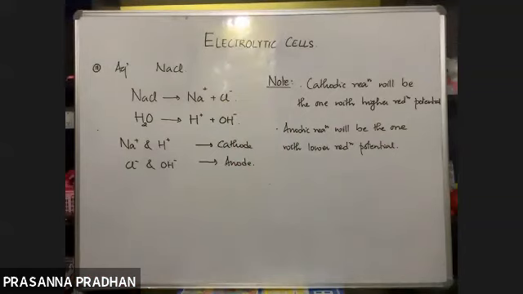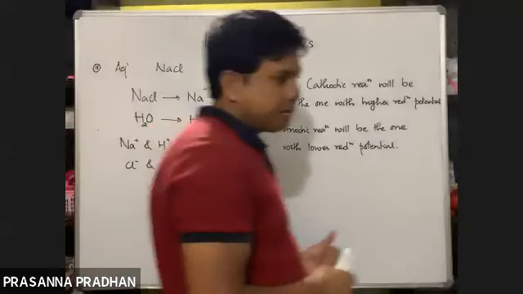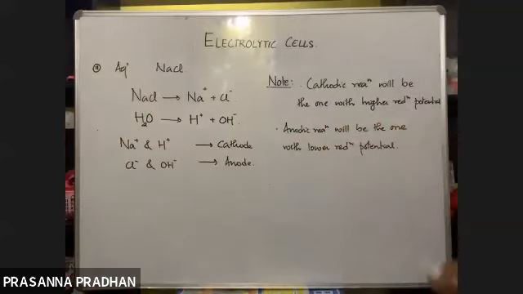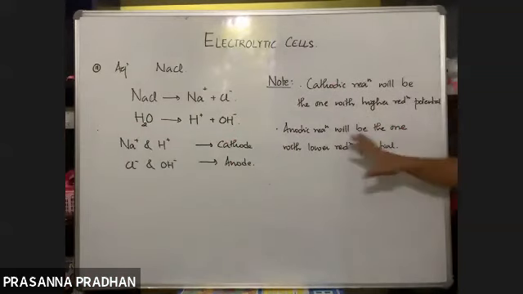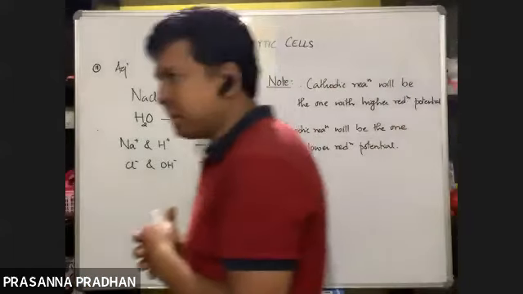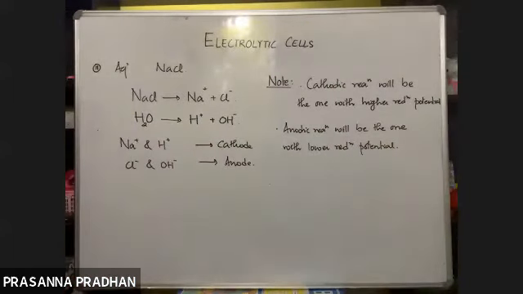Shall I write it down? Now, where will you get this information from? You'll get this information from the electrochemical series. You just go through the electrochemical series, and these are also known as discharge potentials.